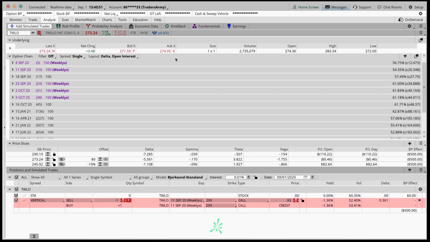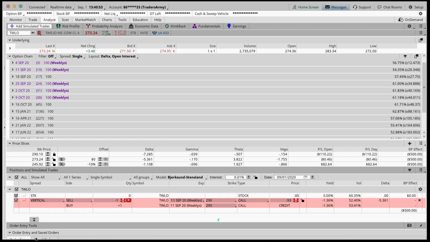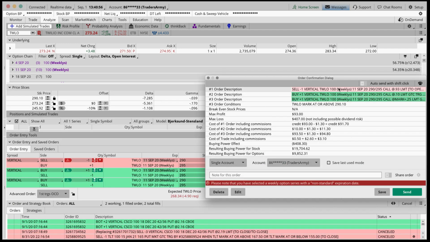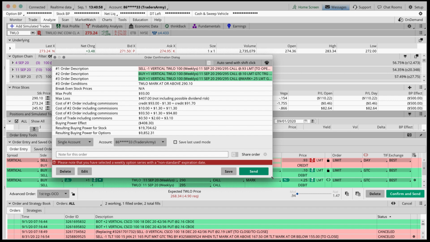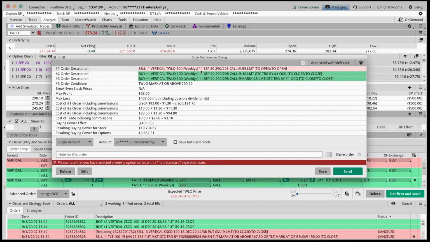So on the 10-day option, let's go back to the order entry here. We confirm and send. This is a 10-day option. My mistake on that. And so it's a September 11th expiration, 2020. It's a 290 by 295 bear call spread. If we can get 93 cents for it, it'll open the position when the market's open. If that order is not filled, then it's going to cancel everything, okay, by the end of the day, because it's only good for the day.